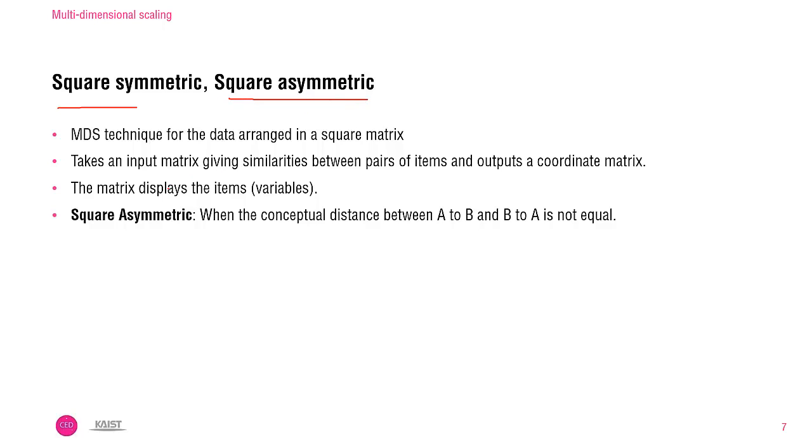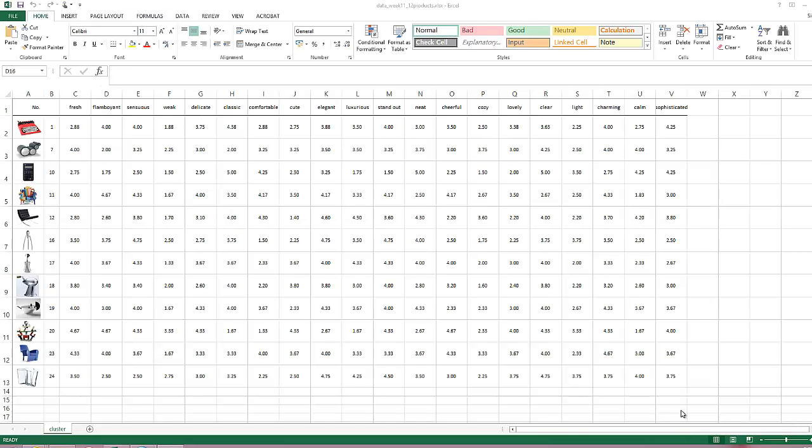The difference of square asymmetric is the case when the conceptual distance from A to B and B to A is not equal. When it is square symmetric, you need only half of the data to give into the SPSS. If you still have the Excel data from week 11, let's perform a square symmetric ALSCAL test in SPSS. I guess everybody has downloaded this Excel datasheet, and let me show you how to obtain the proximity matrix.